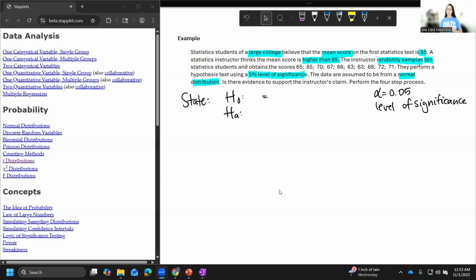Because this is numerical data, we are dealing with averages. This parameter is a mean, which we represent with mu. And we want to know if we're testing the instructor's claim, and the instructor claims that the mean score is higher than 65, and higher is represented with the greater than symbol. So since we're using 65 here, we are using 65 in the null hypothesis as well. And then we're also going to identify the parameter. So mu is the true population mean score on the first statistics test.